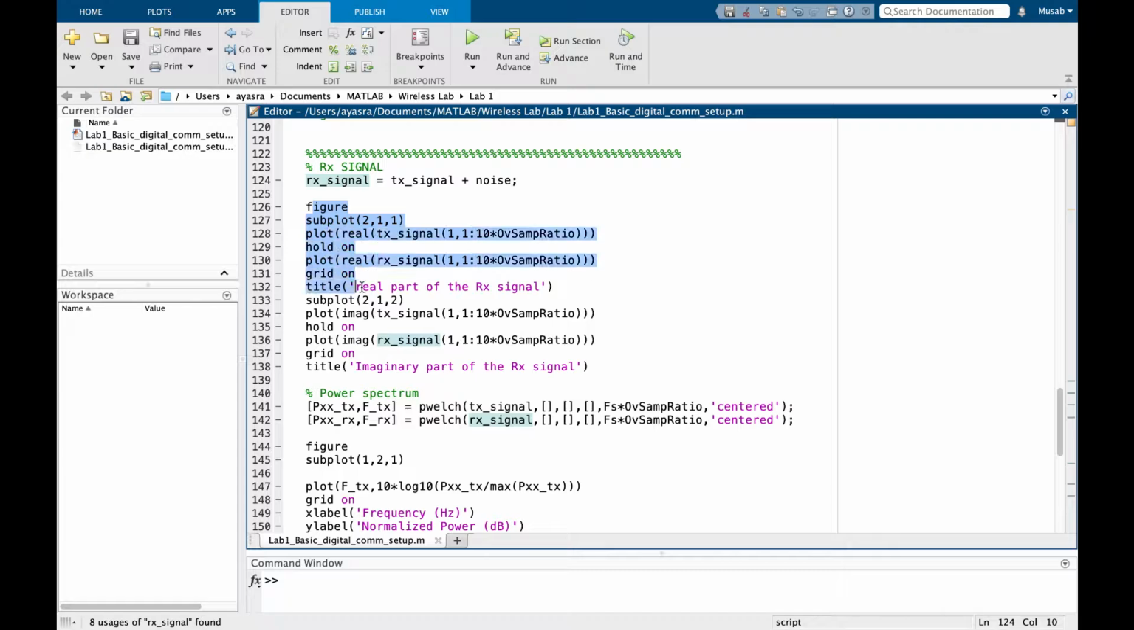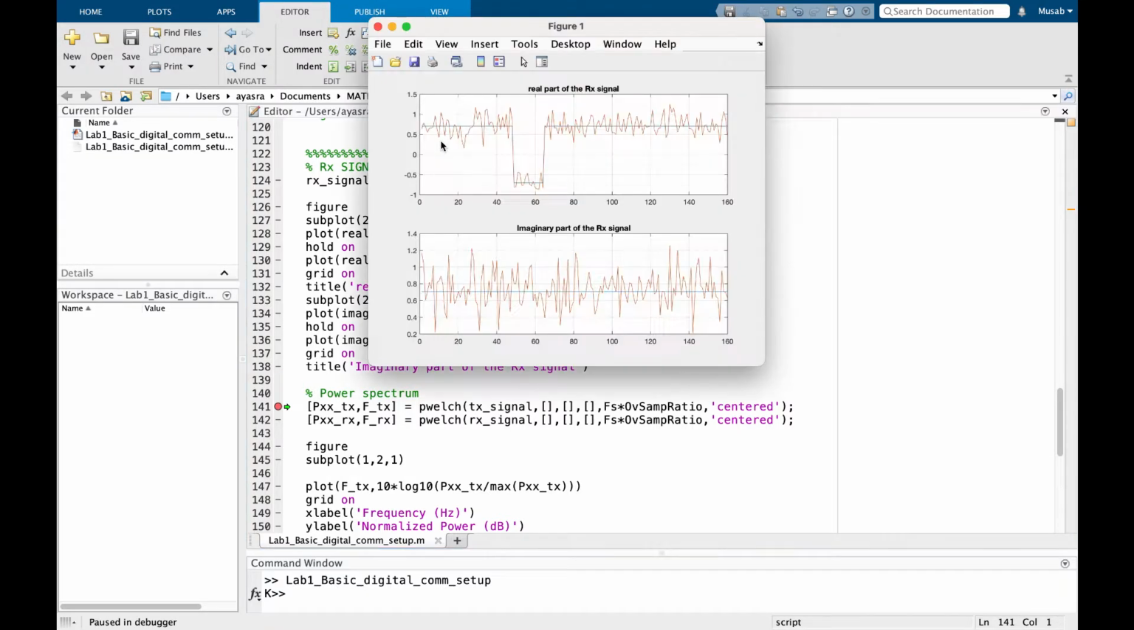So for the time domain, just like we did before for the transmitted signal, we will plot the real and imaginary part separately. And also in this case, I will plot both the transmitted signal and the received signal, just for the sake of comparison, so that we can see the differences between these two. And also I'll just plot the first 10 symbols so that we can easily see the pattern of the signals that we are receiving. So let me plot this one so that we can observe.